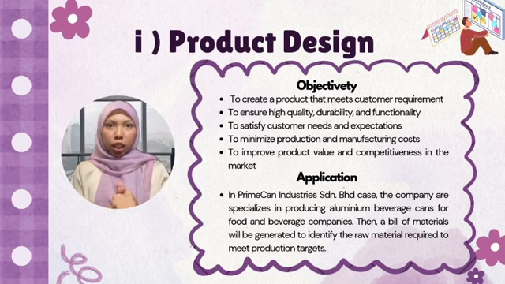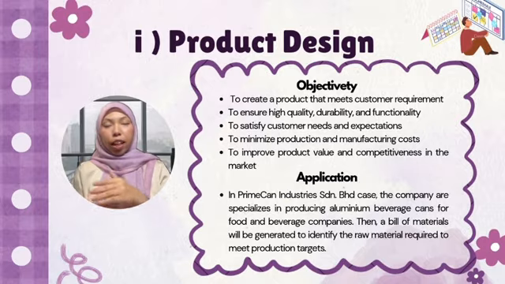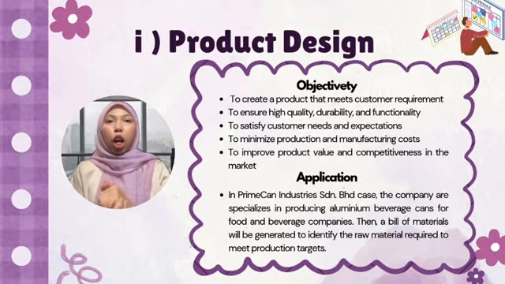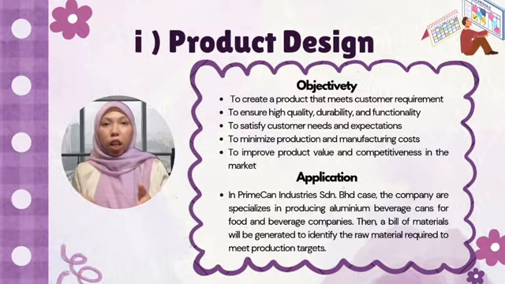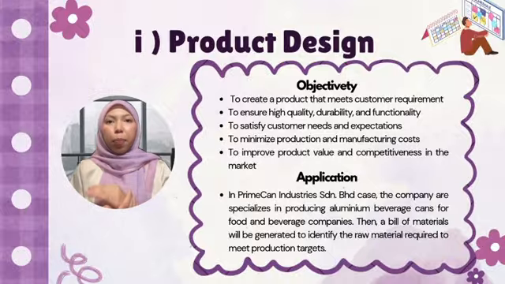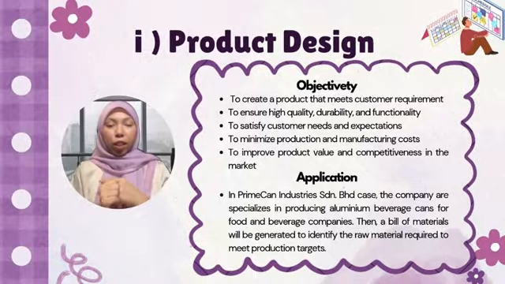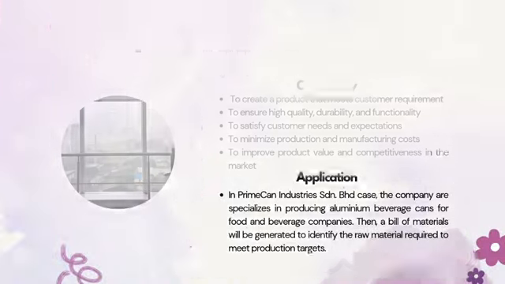For the Prime Can industry, this activity focuses on the specialization, manufacturing aluminium beverage cans for the food and beverage industry. A critical output in this stage is the bill of material, which lists the part number, description, and quantity of every component used in the finished product. At Prime Can, this document is essential to identify the specific raw materials required to reach their production target.